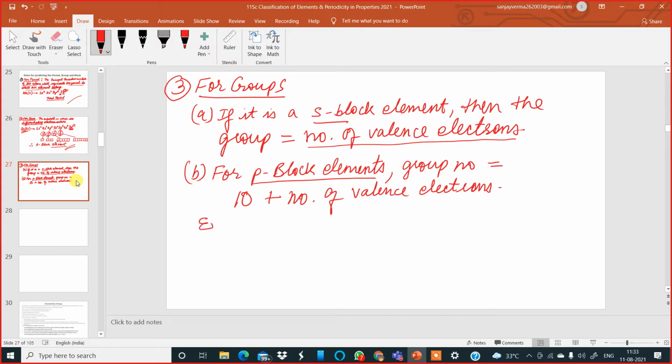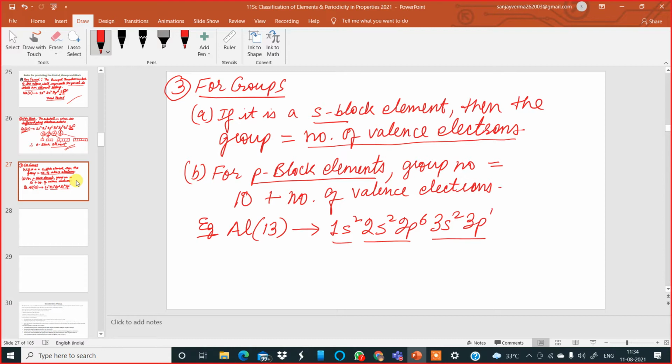Example, let's take any element from the P block. For example, let's talk about aluminium. Aluminium's atomic number is 13. We write the electronic configuration: 1s2, 2s2, 2p6, then 3s2, 3p1. Are you getting it? 1s2, 2s2, 2p6, 3s2, 3p1.